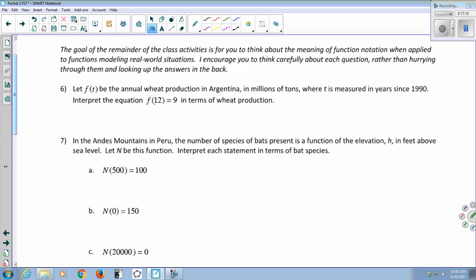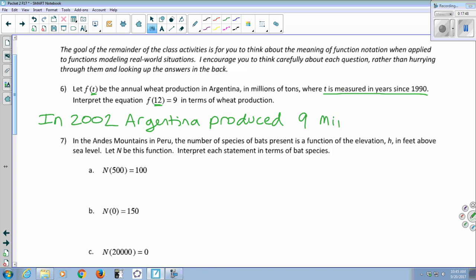Okay, so the 12 is an input, right? So it is a t. And t is years. Okay? So that 12 represents 12 years after 1990, so I would say 2002. So I start my interpretation with in the year 2002, and then I'm going to interpret the 9. So the output of f of t is the annual wheat production in millions of tons in Argentina. So in 2002, Argentina produced 9 million tons of wheat.